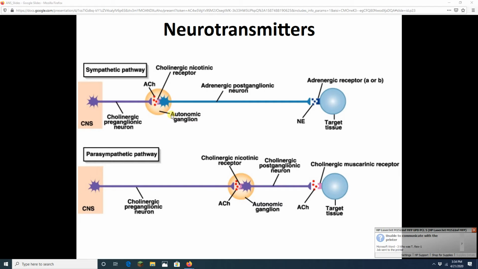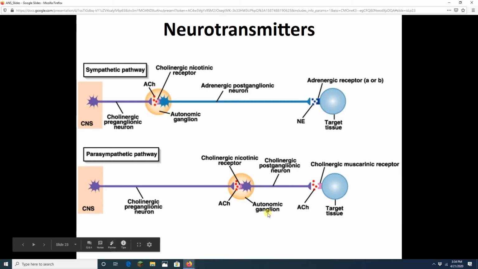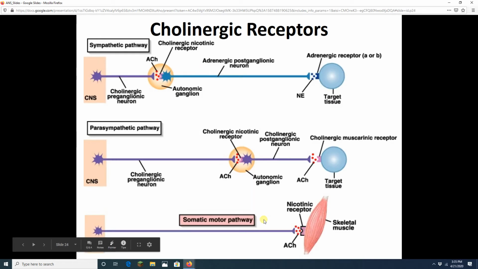Anyway, let's talk neurotransmitters. We've already hit this a little bit. We talked about the fact that at our ganglion for both the sympathetic and the parasympathetic pathway, we are going to have acetylcholine released by the preganglionic neuron. Then the postganglionic neuron is going to release norepinephrine in the sympathetic pathway, and the parasympathetic postganglionic neuron releases acetylcholine. So those are our basic neurotransmitters.